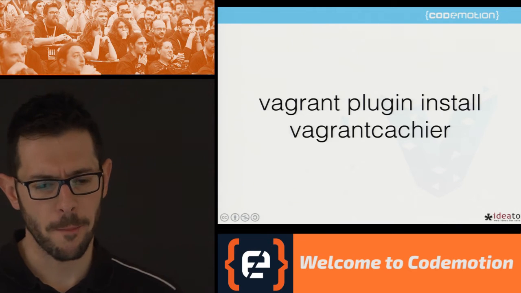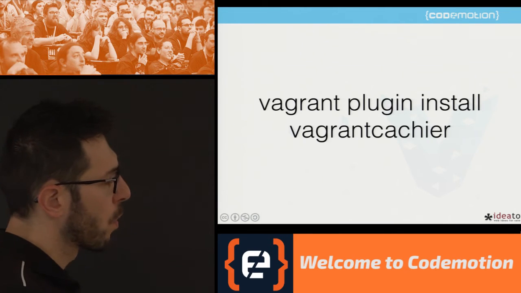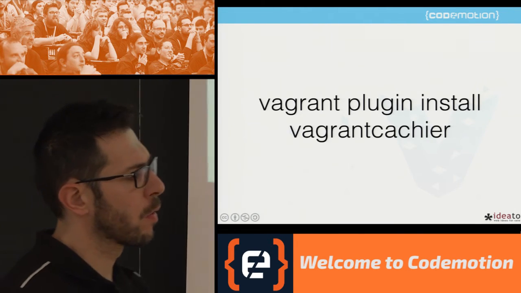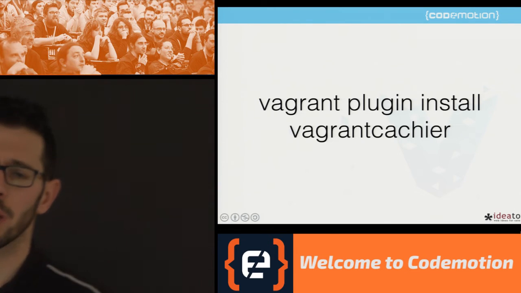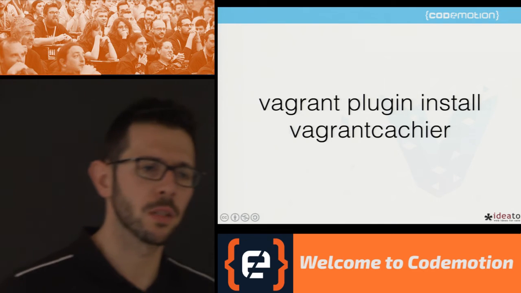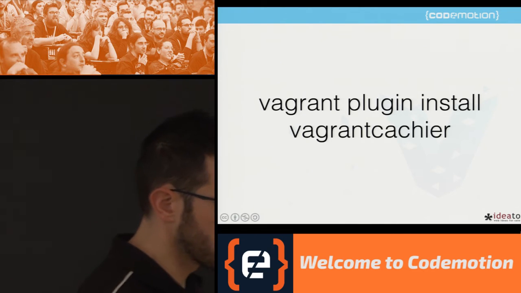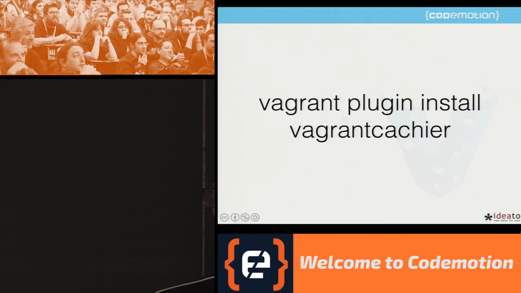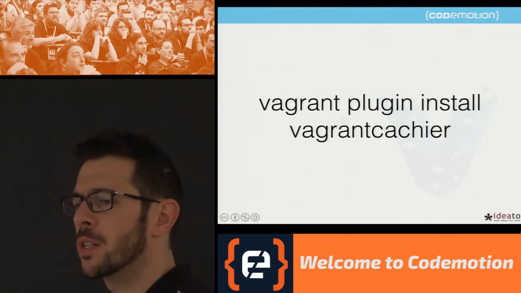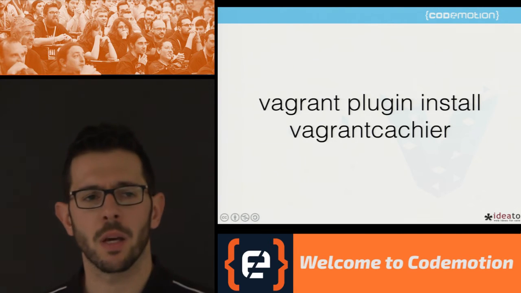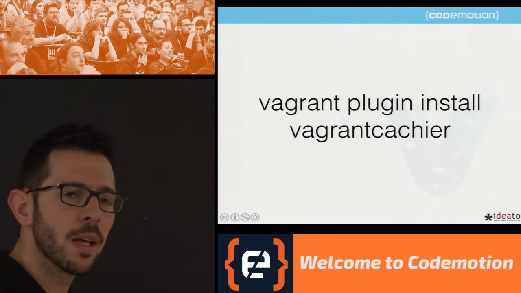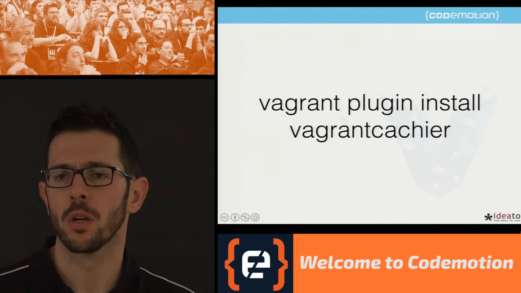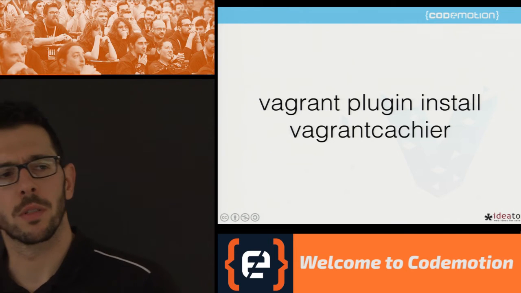Provisioning the machine is one of the parts that usually takes a lot of time, because you have to download the packages from the internet: Apache, PHP, MongoDB, Elasticsearch, whatever. And doing this for every project can become quite slow. This plugin basically maintains a local cache on your machine of the packages you have downloaded.